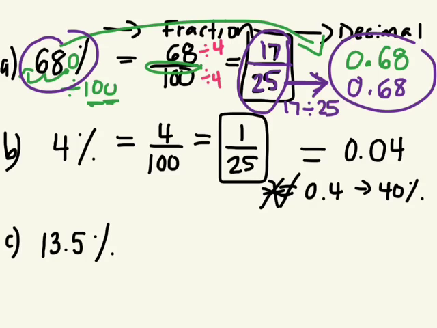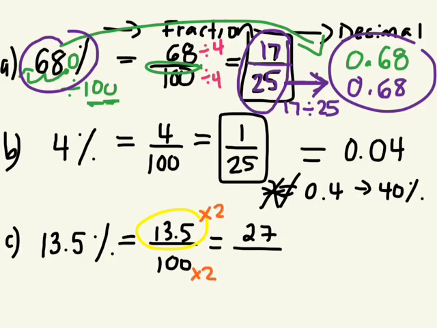Now this one's a little tricky, the last one. 13.5%. Well, what is that out of 100? So start by putting it out of 100. What do we get? 13.5 out of 100. But what's wrong with this fraction? It's a decimal. Can you have a decimal in a fraction? No. Any ideas? If I multiply the numerator by 2, whatever you do to the numerator, you must do to the denominator. I am creating an equivalent fraction. What's 13.5 times 2? 27 out of?